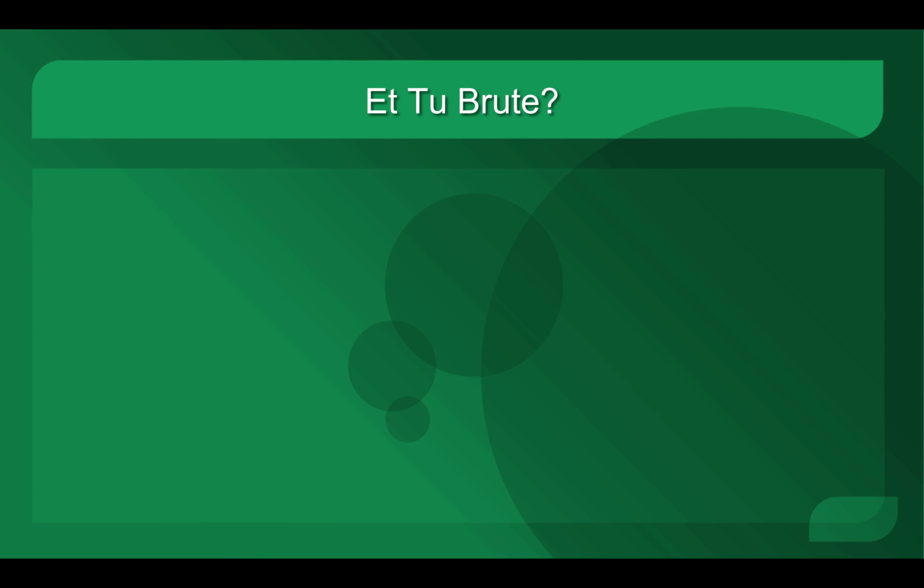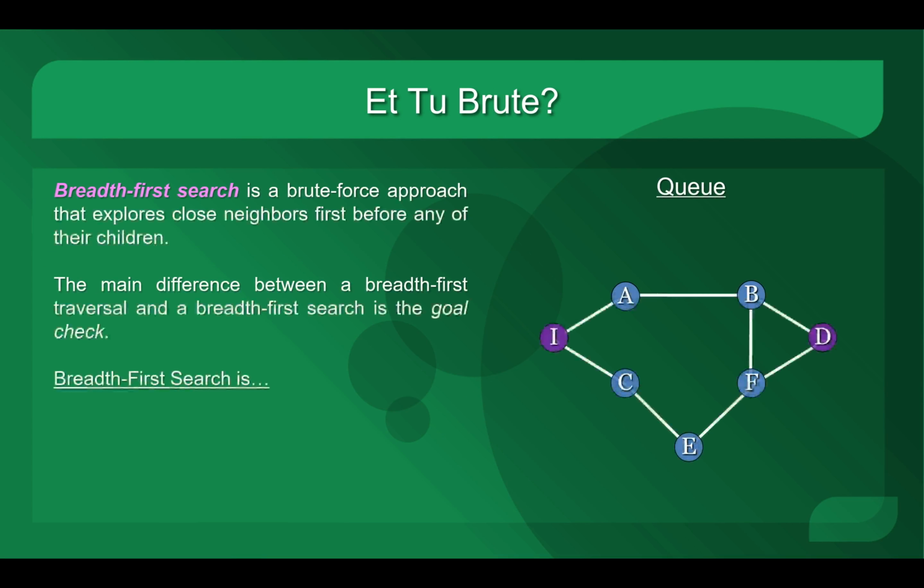So the first specific search technique we're going to look at is called a breadth first search, which is a brute force approach that explores all of its neighbors before it explores any of the neighbors' children.